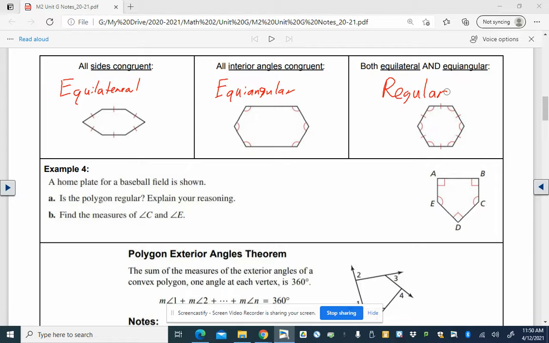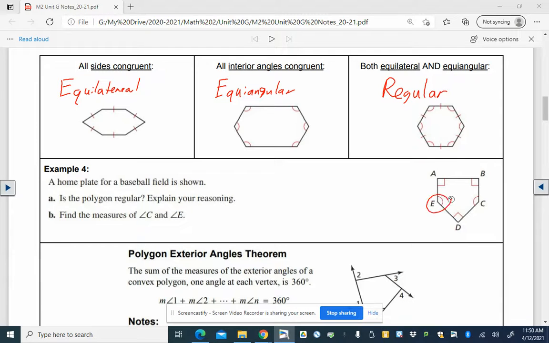All right, so let's look at example 4. A home plate for baseball field is shown over here on the right, A, B, C, D, E. It says, is this polygon regular? Well, first I'm going to look at it, and I don't see any markings on the sides being the same length, but I do see markings on the angles.